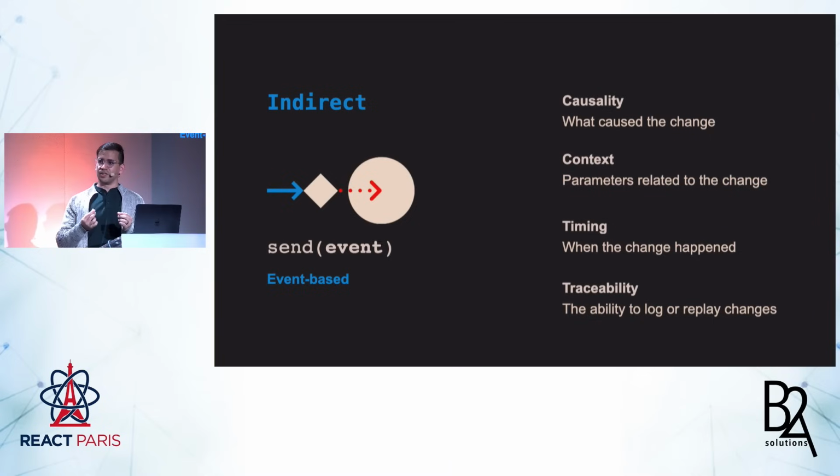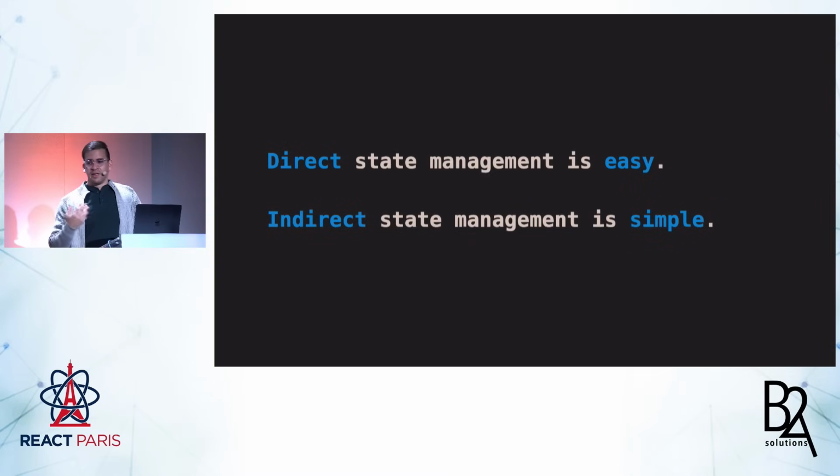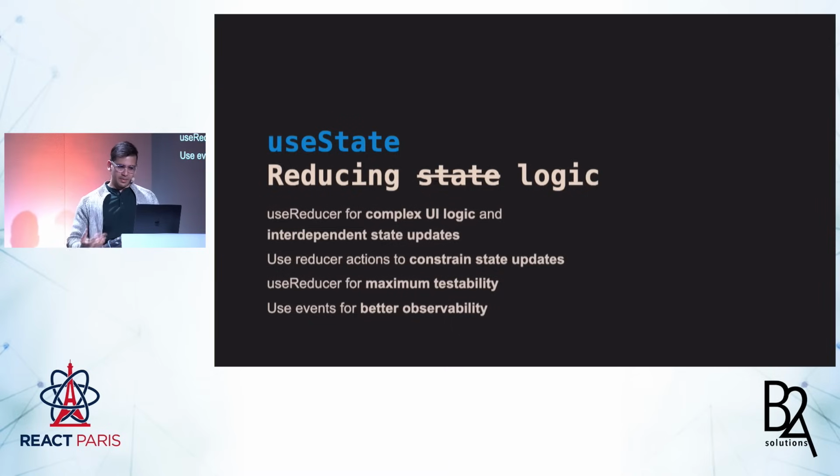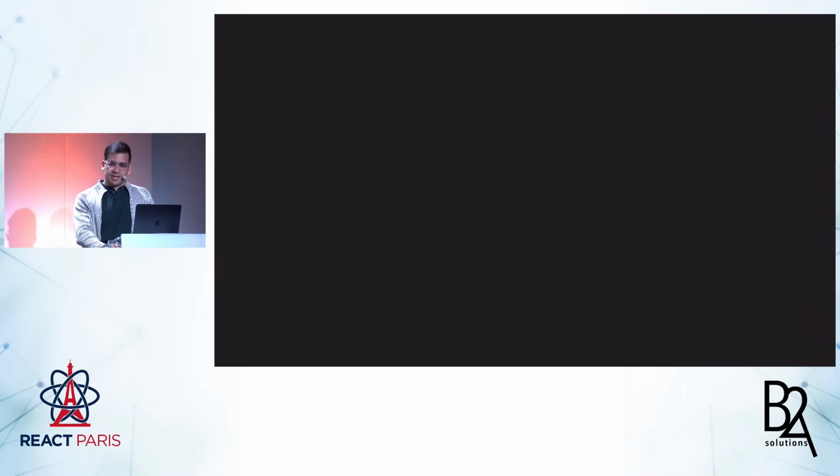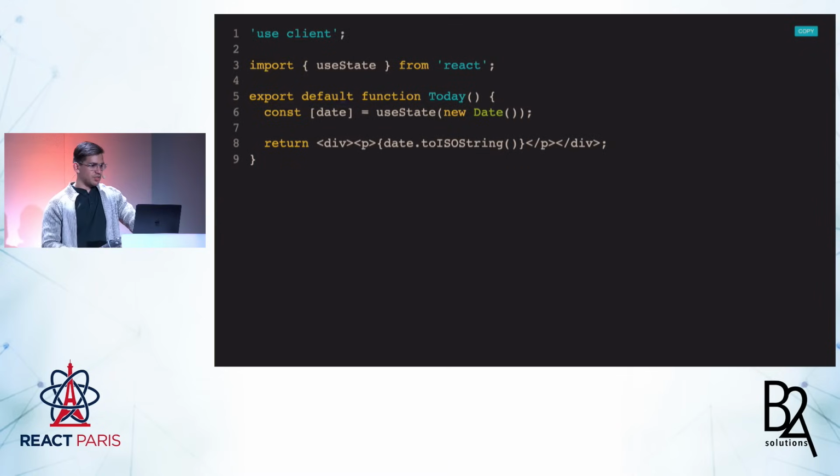Events contain information that direct state updates don't. They contain causality, the context, like what caused a state change and why. You can even add timing information to it, or you could collect events and have traceability. So very, very useful, and that's why I think that having indirect state management with all those constraints makes your state management a lot more simple. So in general, use reducer for complex UI logic and state updates where your pieces of state actually have to depend on each other.